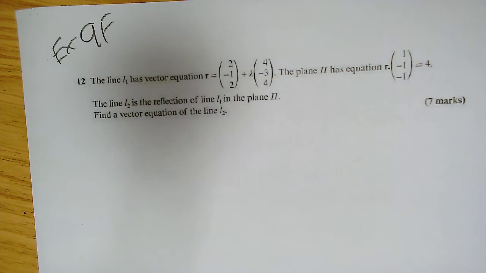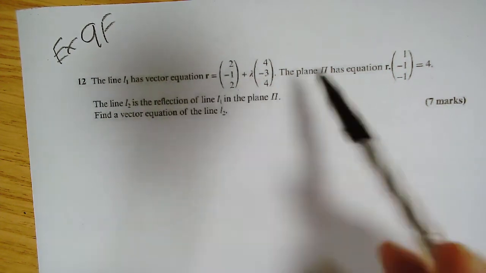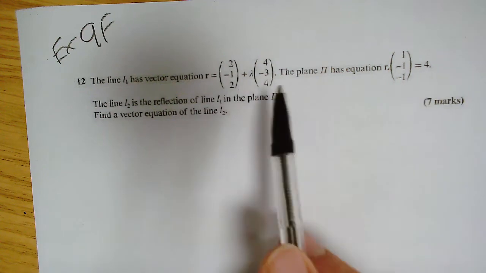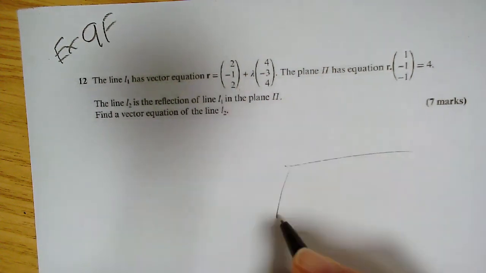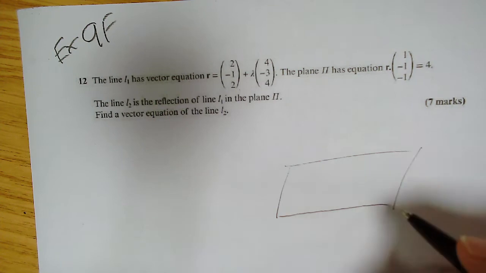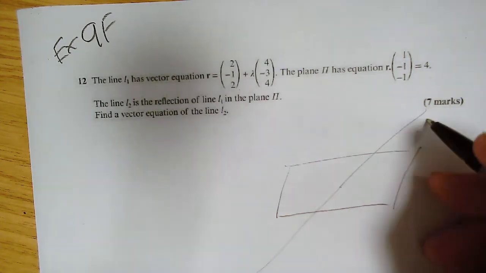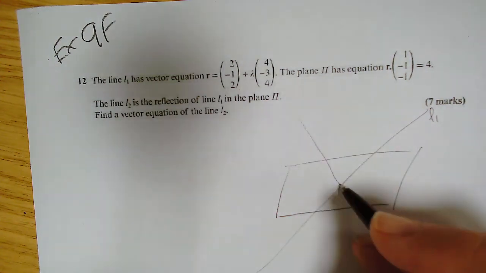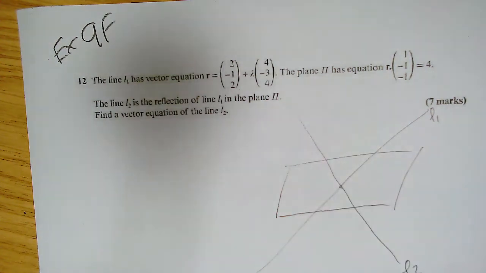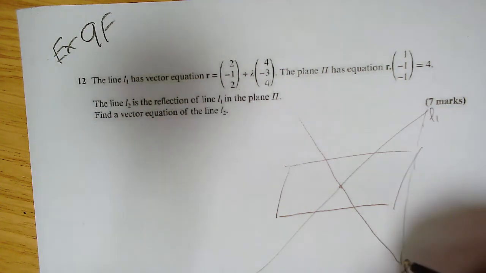So here we've got this vector equation. There's the line, there's the plane. I'm going to reflect this line in that plane. Might be a good idea to see visually what we're doing. So there's a plane, there's our line, and it goes through the plane. Call that L1. Now L2 would be like this. They'd meet at the same point on the plane, and here, well, we could see a reflection there.